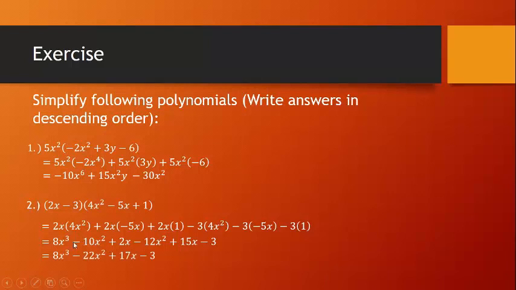So you notice that there are still like terms, so that will be 8x cubed minus 22x squared plus 17x minus 3. Number 3, we have 10y squared minus 25y plus 20 over negative 5y. So simplify as individual fractions, so that will result to negative 10y squared over negative 5y minus 25y over negative 5y plus 20 over negative 5y.